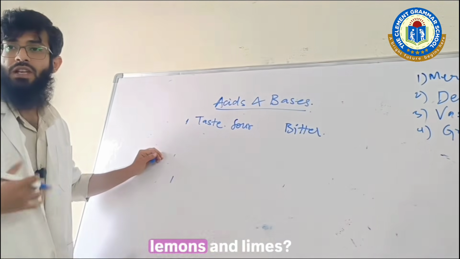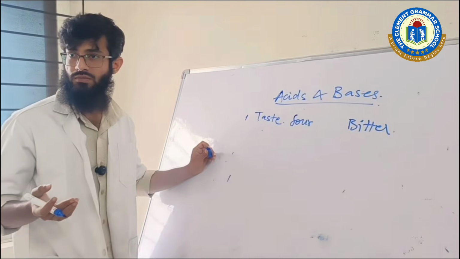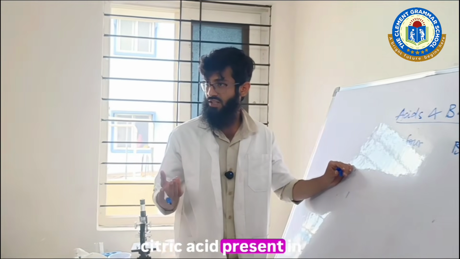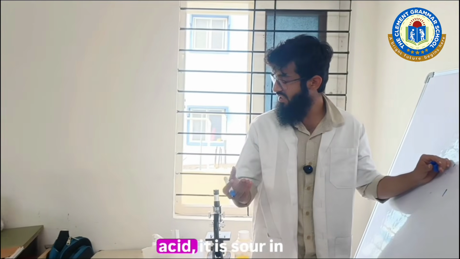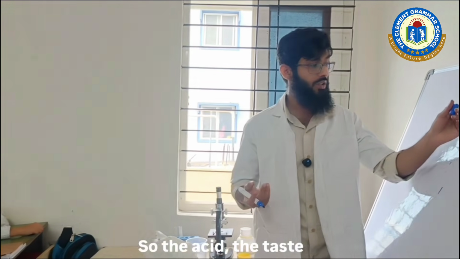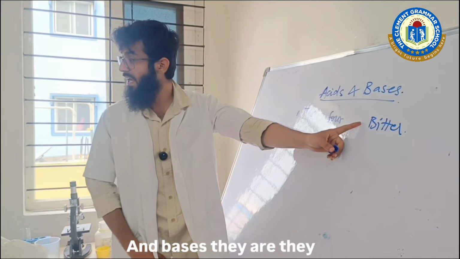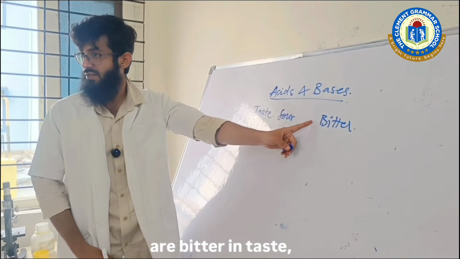What is the taste of lemons and limes? It is sour. Yes, which means it has citric acid present in them. Because of the citric acid, it is sour in taste. So acids are sour in taste, and bases are bitter in taste.